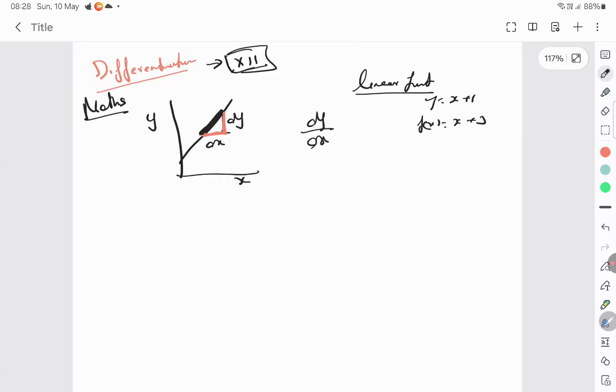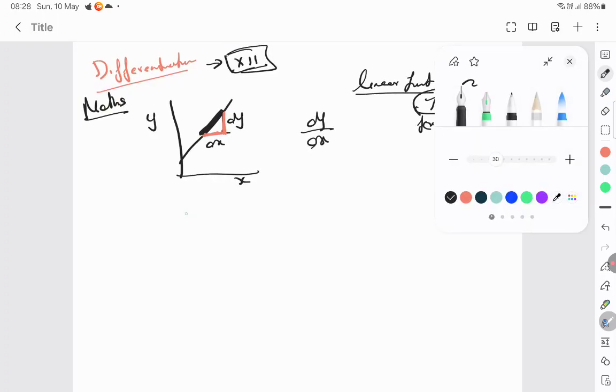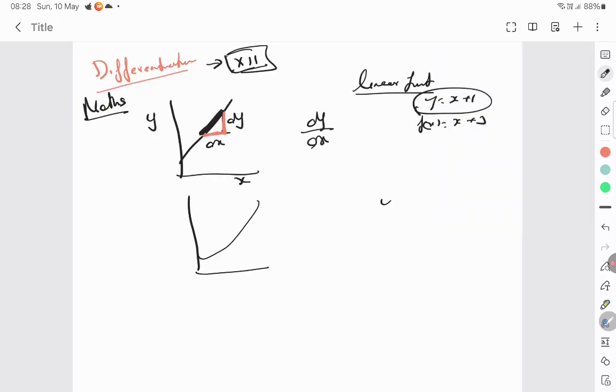This is supposing it's a linear function. It can even be a quadratic function where y is equal to x square plus 2 or something like that. And then in that case, the differentiation is doing a tangent for it. A tangent also is nothing but a slope, which is dy by dx again. But this is also tan theta. Therefore, tan theta is also slope. dy by dx is also slope. And that is considered to be differentiation of y, the function.